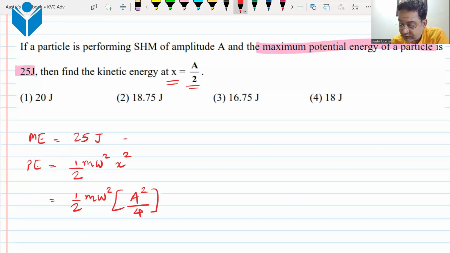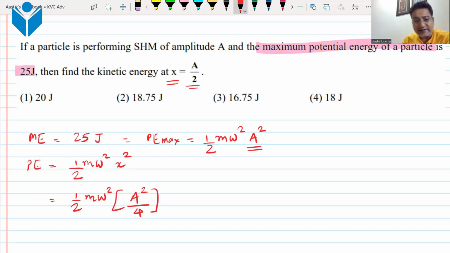The maximum potential energy is basically your half m omega square, which is nothing but half k, into the amplitude square, A square. So the potential energy maximum, which is the total mechanical energy, is 25 joules. Half m omega square A square is 25 joules. Right now the energy it is having is half m omega square A square by 4 in form of potential energy. The rest will be in the form of kinetic energy.